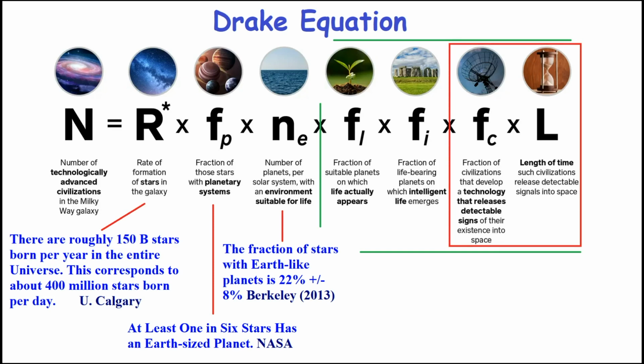Then we have 2 more factors, and those are the ones that also interest me. Fraction of civilizations that develop a technology that releases detectable signs of their existence into space, and the length of time such civilizations release detectable signals into space. Okay? Why did I circle them or draw them in red?